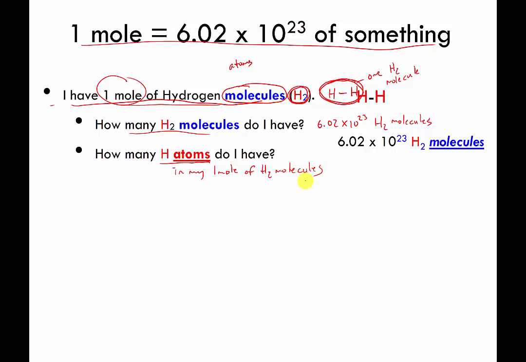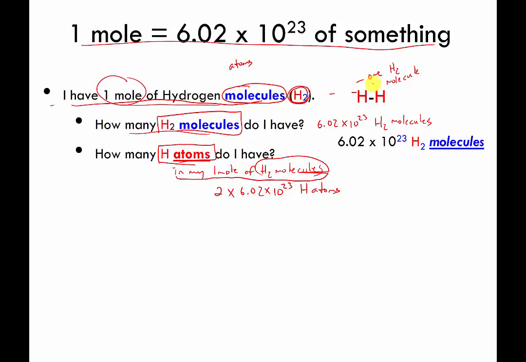So this may be a little confusing, because the first question I asked was how many H2 molecules do I have? This time I'm saying, look, how many hydrogen atoms do I have in my one mole of H2 molecules? The answer to that is 2 times 6.02 times 10 to the 23 H atoms. The reason for that is because every one molecule, let me erase and show you this nice one here.